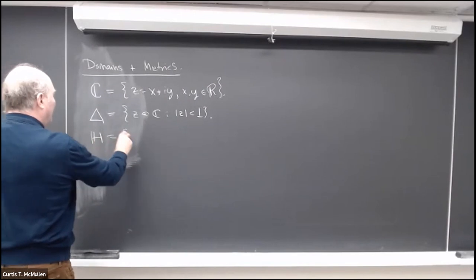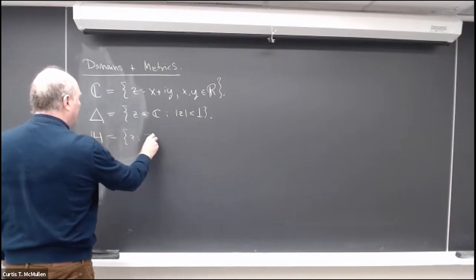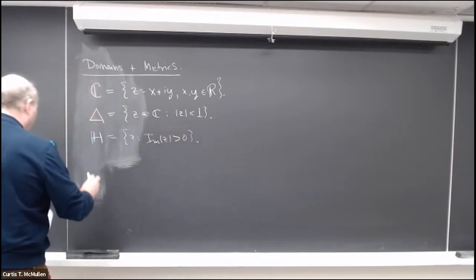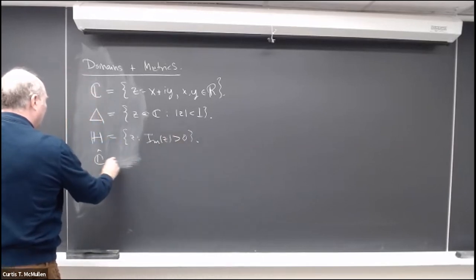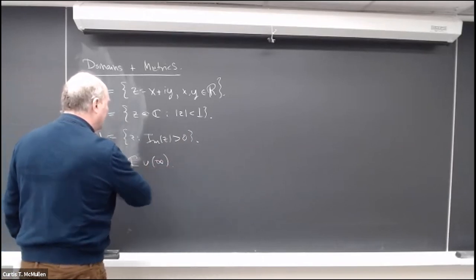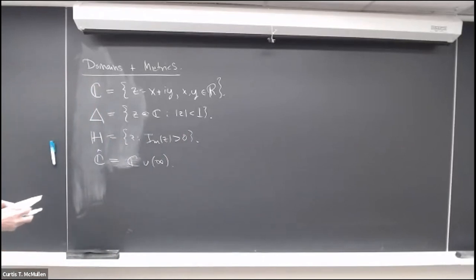The upper half plane is the set of z such that the imaginary part of z is positive. And the Riemann sphere is the convenient compact Riemann surface obtained by adding a single point at infinity to the complex plane.